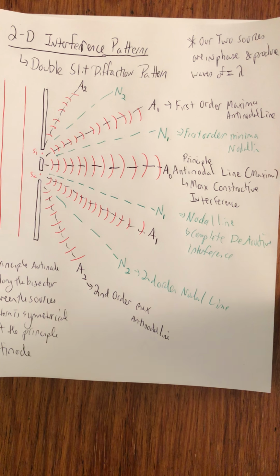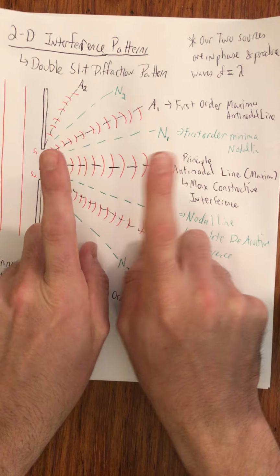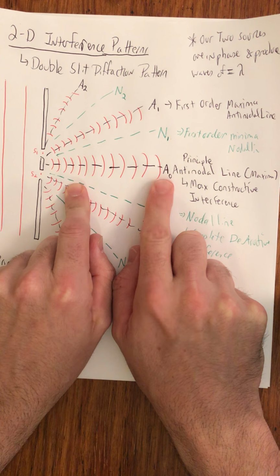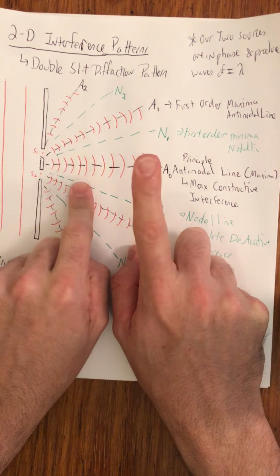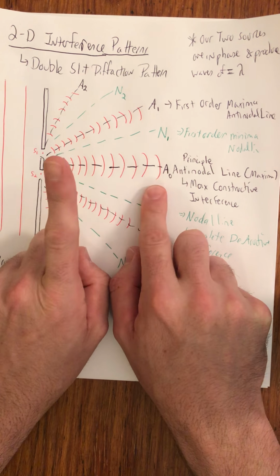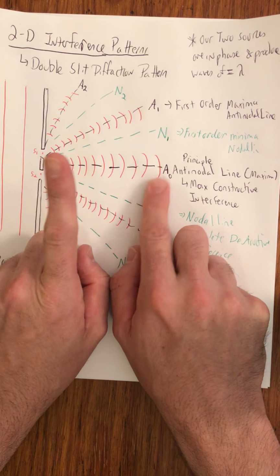That this pattern would look very different if the two sources, like if they're tapping the water, they're doing it identically. This thing would look very different if they were completely out of phase. Take a guess. What do you think would happen if they were completely out of phase?